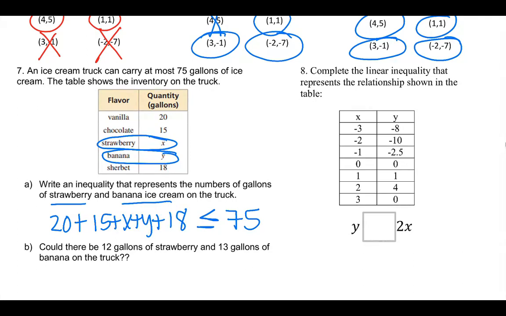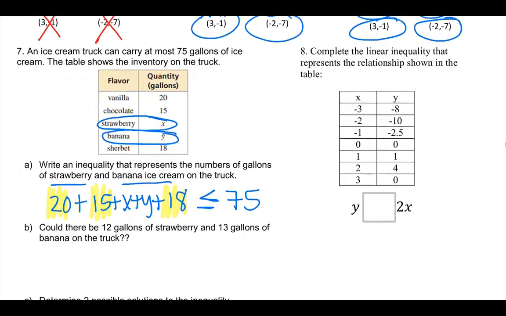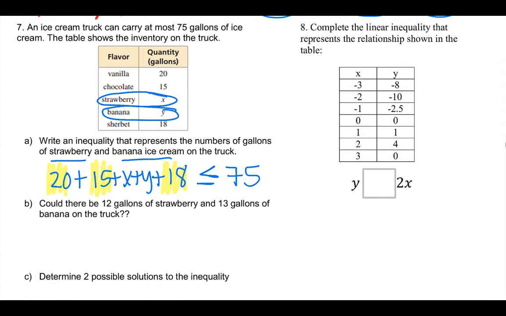Then I can also combine like terms. So I can add 20, 15, and 18 all together. And when I do that, I should get x plus y plus 53 is less than or equal to 75.